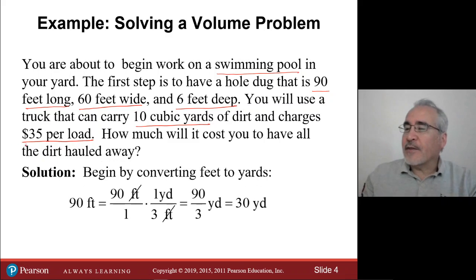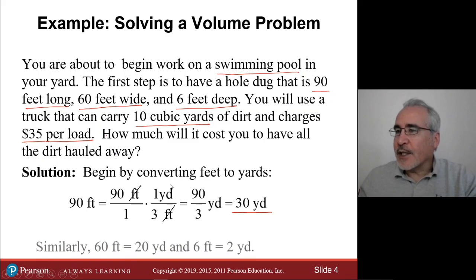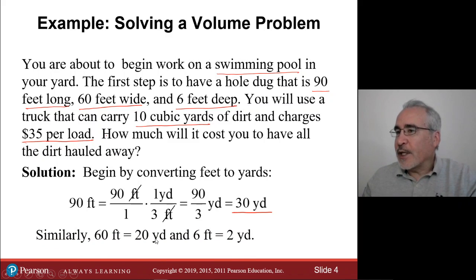So here's our basic conversion from the unit we covered before. Since we want to get the feet turned into yards, we divide out the feet. So there's 3 feet in 1 yard. 90 divided by 3, we're going to have 30 yards for the length. We do the same type of conversion for the 60 feet and the 6 feet. Divide each of them by 3. So we'll take a shortcut here. 60 feet is 20 yards. 60 divided by 3 is 20. 6 divided by 3 is 2.